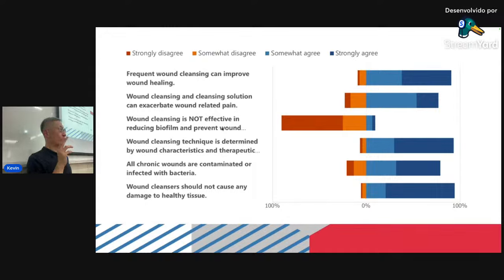So perhaps there's a lot of, I'm going to show you some evidence in terms of, it depends on the type of wound cleanser. There's certain types of wound cleanser, the ingredient perhaps has a role to play in preventing, reducing biofilm and preventing wound infection.